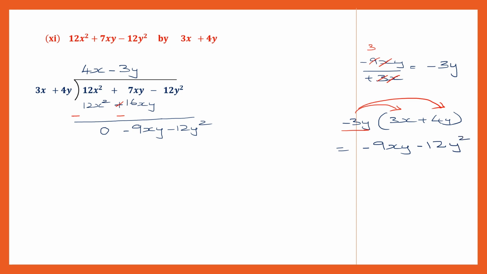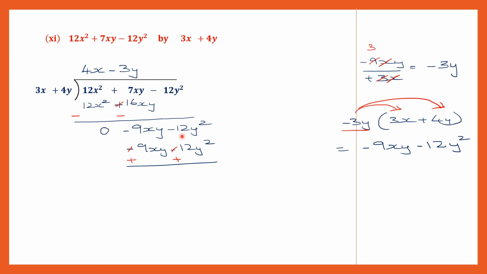So now let's write this, what we got here below this. Okay. So we've got minus 9xy minus 12y square. Now we have to subtract. The signs will change. So minus becomes plus, minus becomes plus.